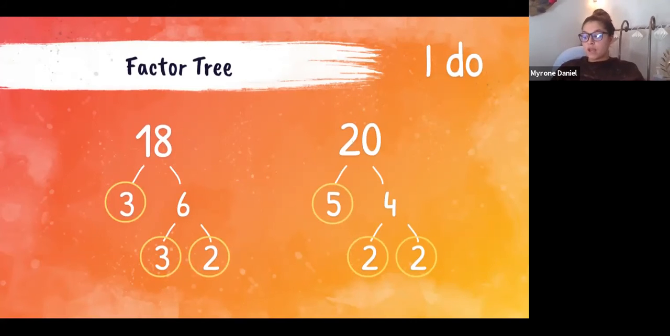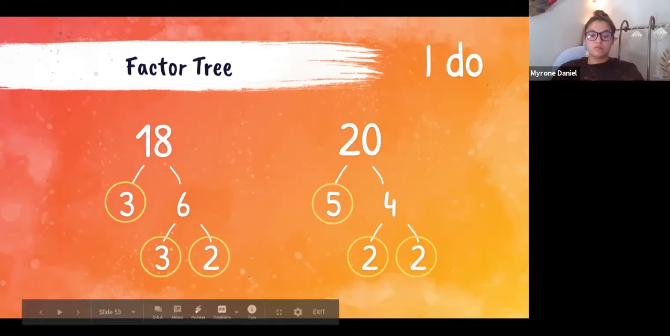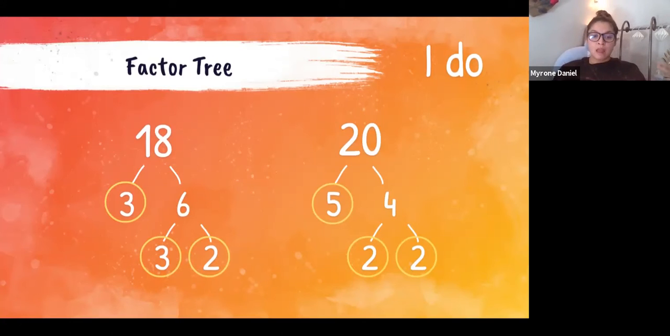So one way to find the prime factors is by creating a factor tree. We're going to list the prime factors underneath, like here, and we have 3, 2, and 2. Those are the prime factors of these two numbers. So now we're going to find which one is the most common.